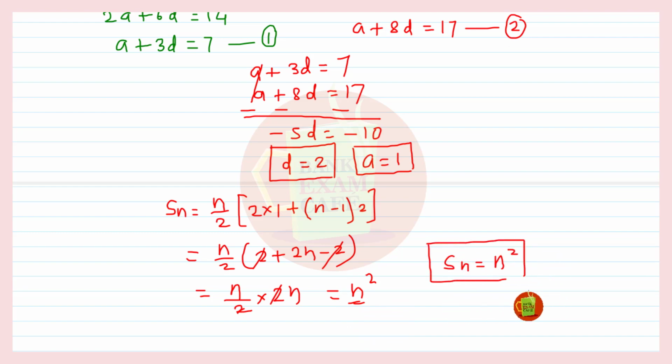Highlight this answer also. So here you have got the sum of the first n terms, that is equal to n square.